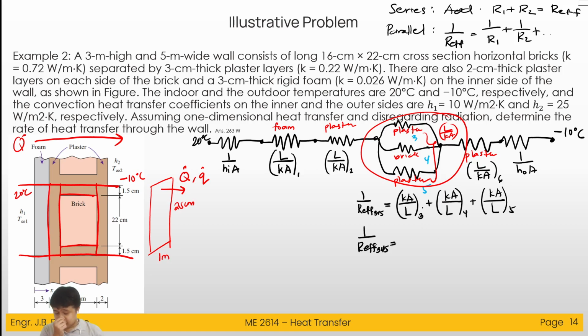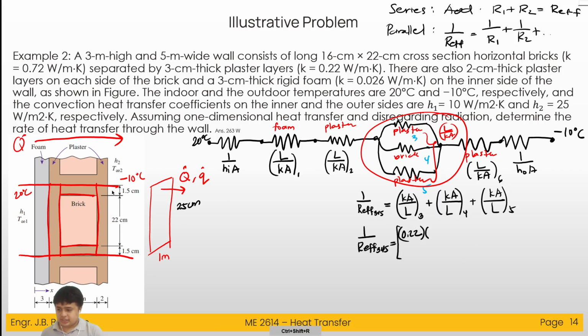And we can solve for this. So the K of the 3-knot plaster is 0.22. Just take note of the units. I will not write the units anymore. And then the area here, we are defining only for this certain section. So you have here 25 centimeter by 1 meter for the area.